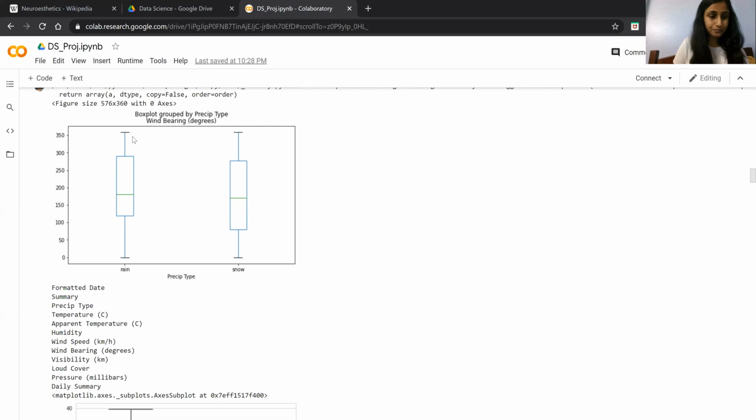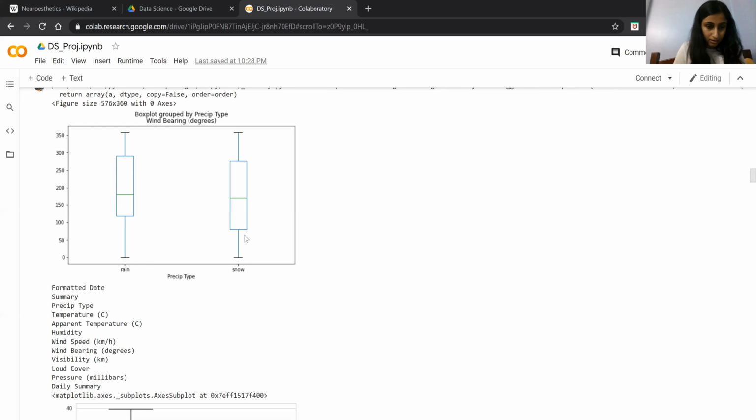So for wind bearing, we can see that the median is about 175. The minimum value for both rain and snow is 0. The maximum value for rain is 355 and for snow as well, 355.